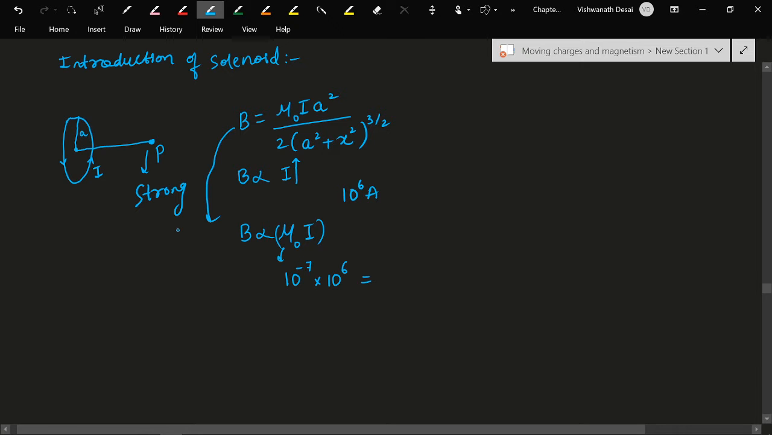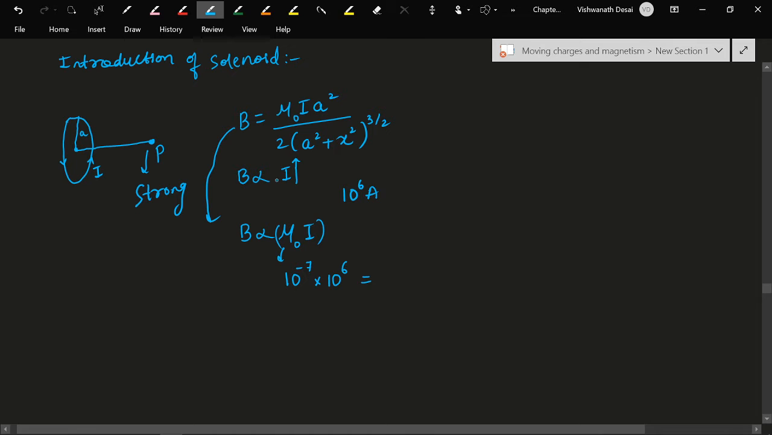So now the question is how to increase the magnetic field at point P. And one more disadvantage of increasing current is the heating effect of electric current. That means the more and more current is flowing through a conductor, it gets heated up. Finally, it leads to melting of the wire itself. So we cannot increase the current indefinitely. It has a certain limitation. Then what can we do? Is there any other option?